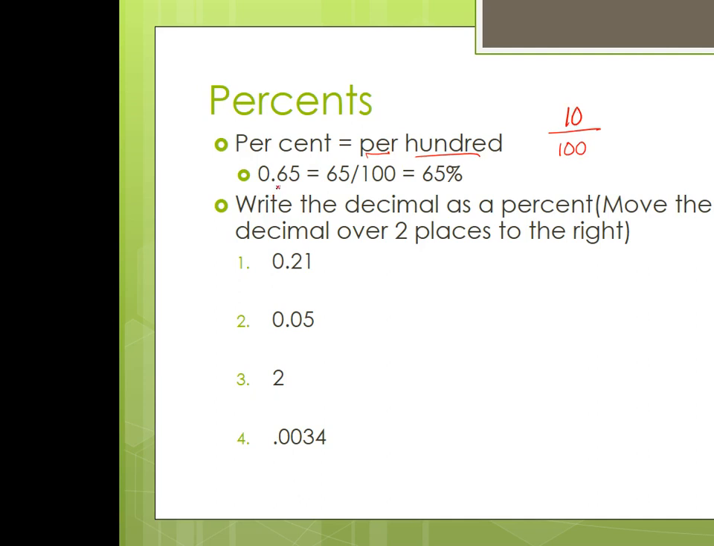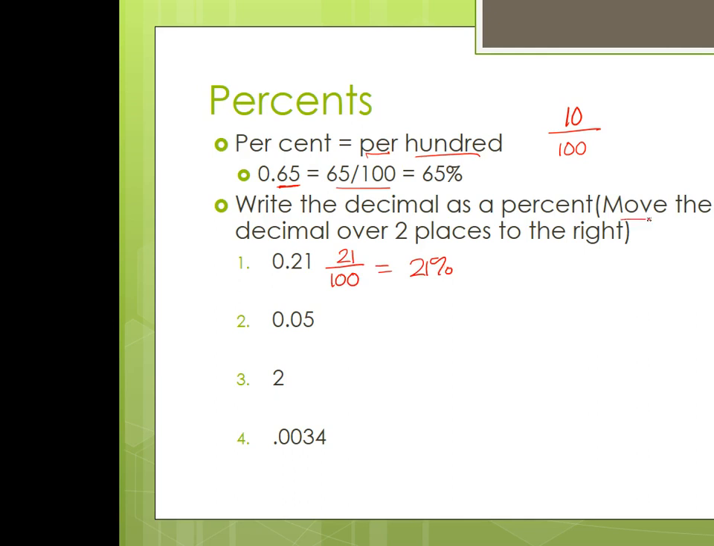0.65, so if this is the tenths place and the hundredths place, 0.65 is 65 100ths, which you can write like this. And per 100 means percent, so it's 65%. Okay, write the decimal as a percent. So you could say 21 100ths. And since it's over 100, that makes it a percent, so 21%.